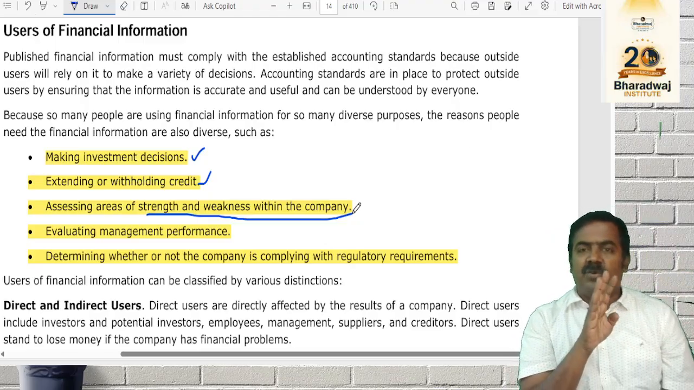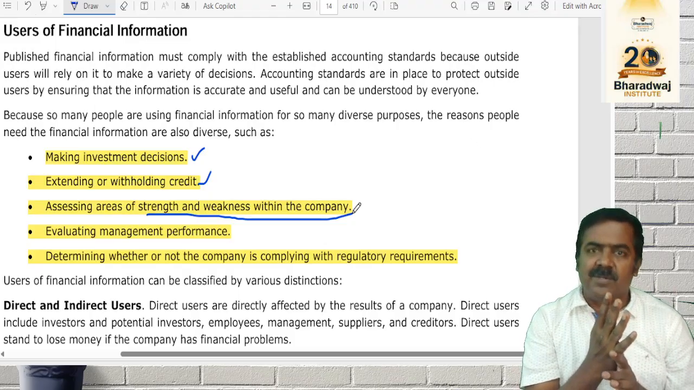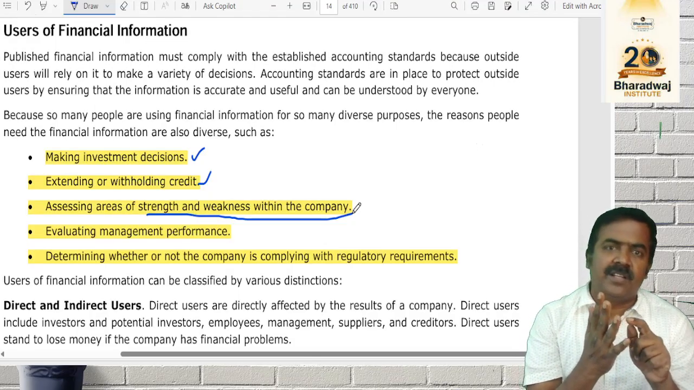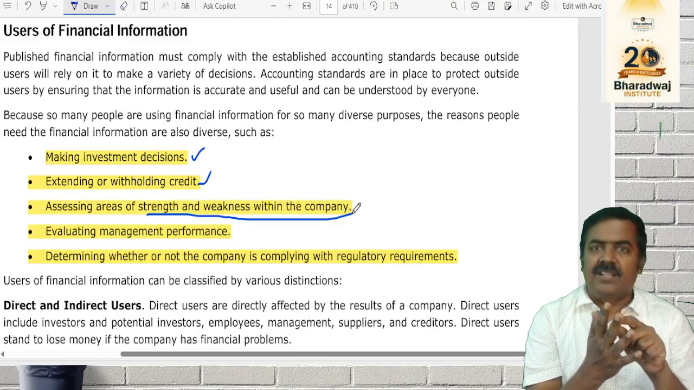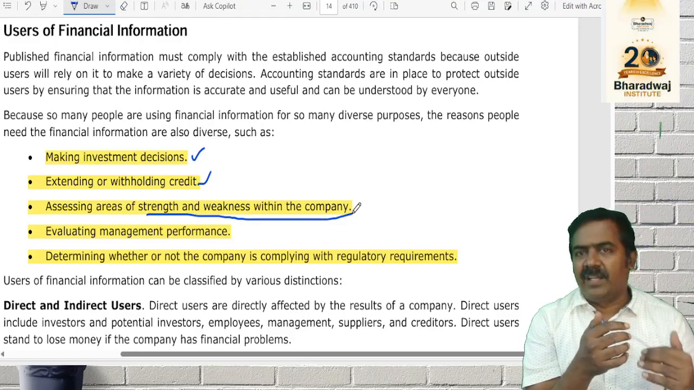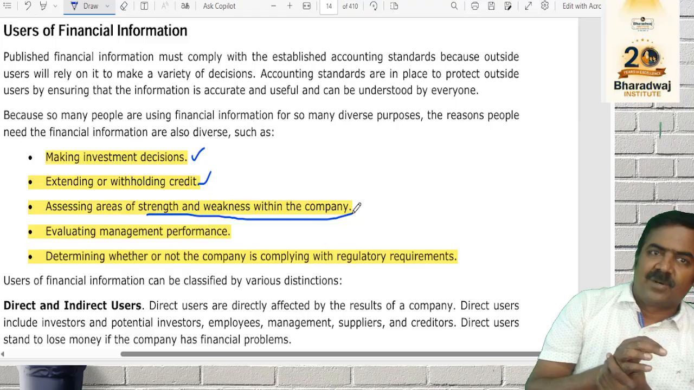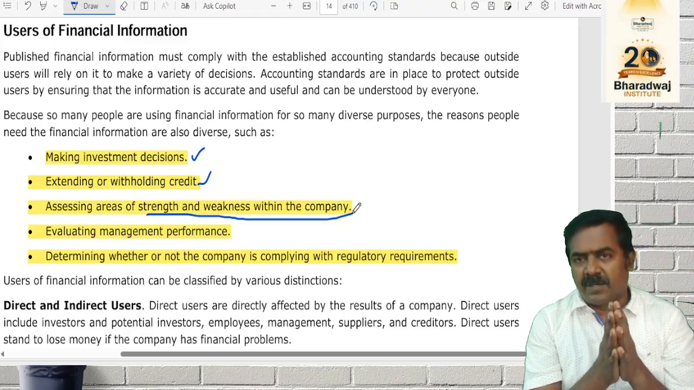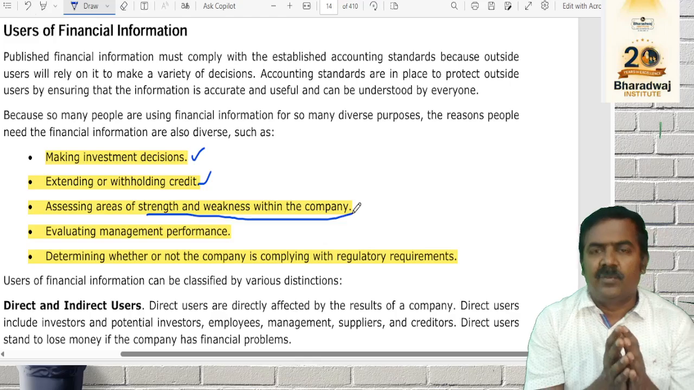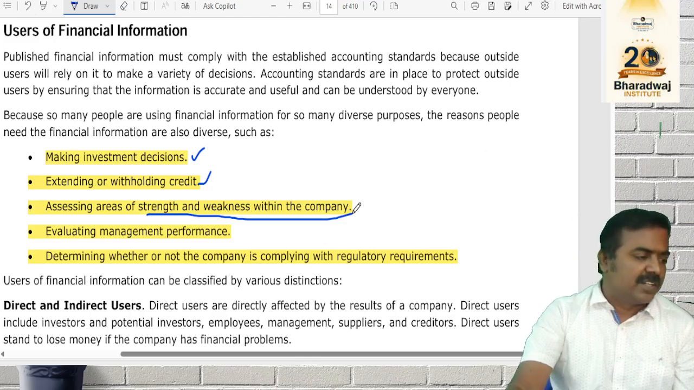Remember, we are going to see SWOT analysis in section B. Strength, weakness, opportunity, and what? Threat. Strengths and weaknesses are internal. My strength, my weakness, it is internal. Opportunities and threats are what? External. So we are going to see that perspective of what is the strength or weakness in the company by analyzing your financial statement.